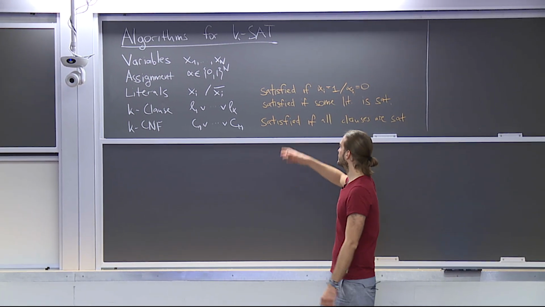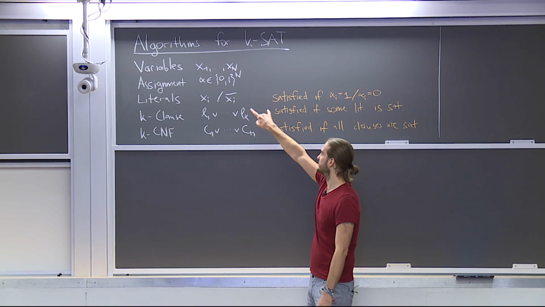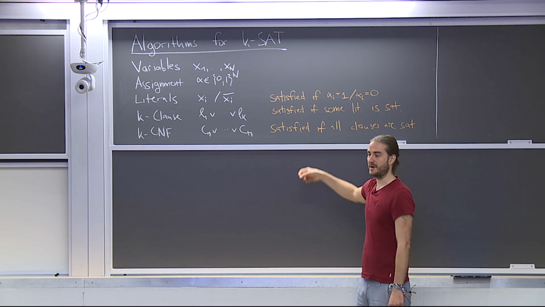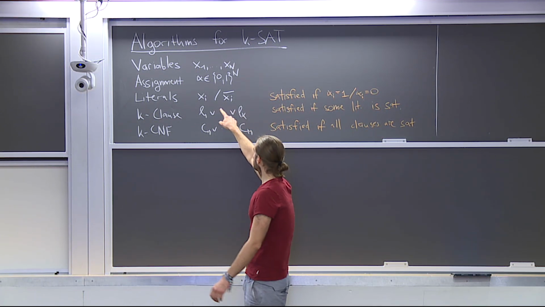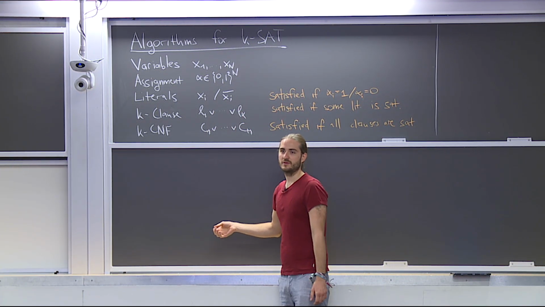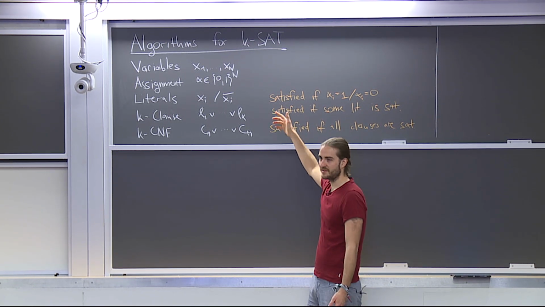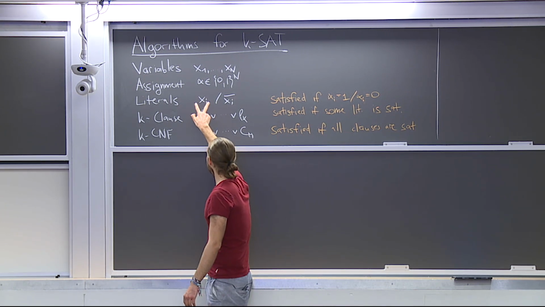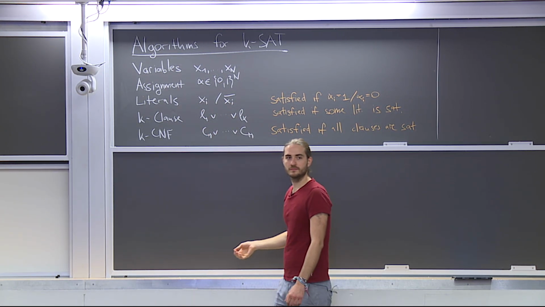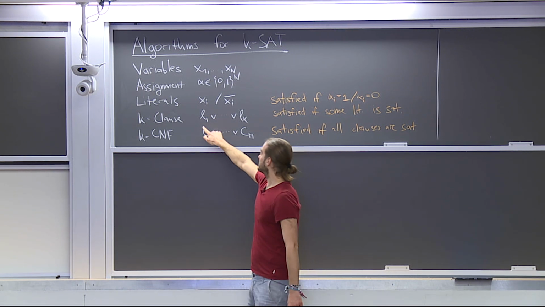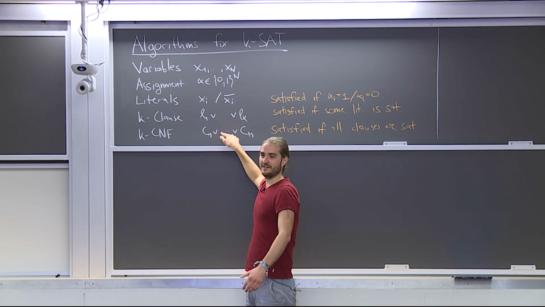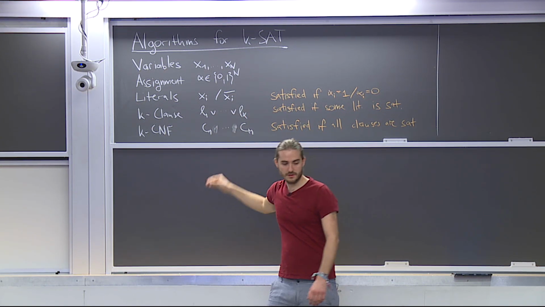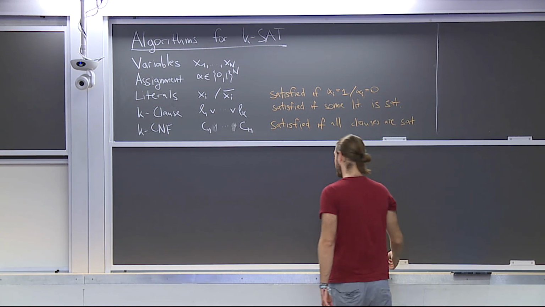Whenever we talk about a satisfiability problem, you typically have some variables, x1 through xn. Throughout, I'm denoting the number of variables by capital N. An assignment is just a binary assignment to every variable, so you can view it as a bit vector of length n. Then a literal is either a variable or the negation of a variable. A clause is a disjunction of literals, and a formula, or a KCNF, is a conjunction of clauses.